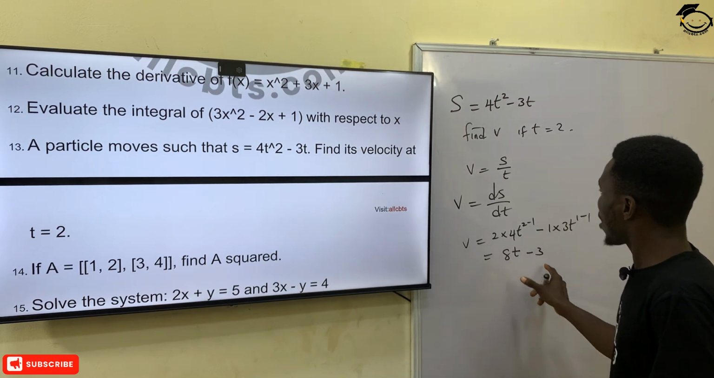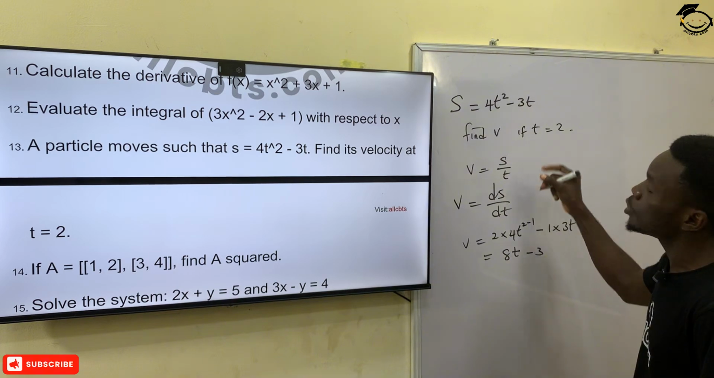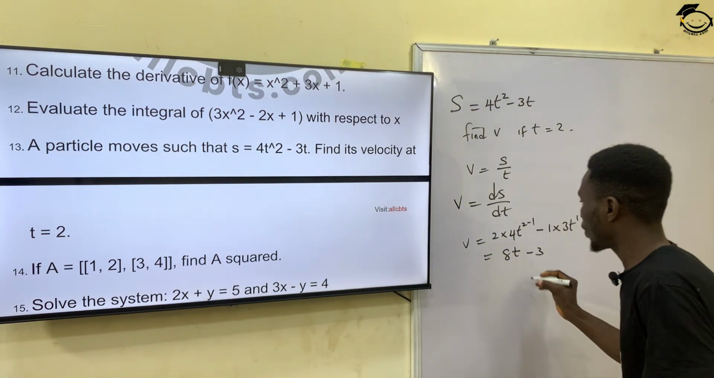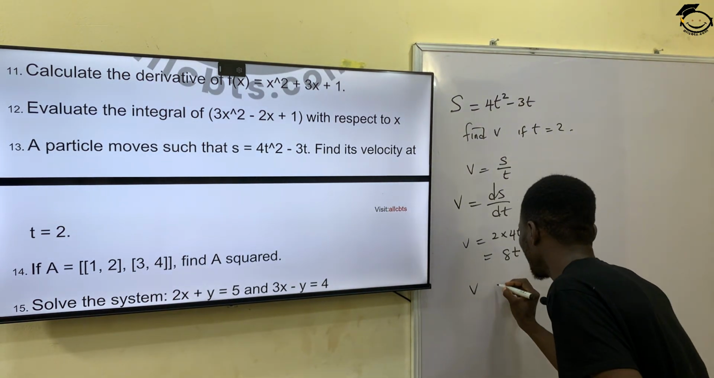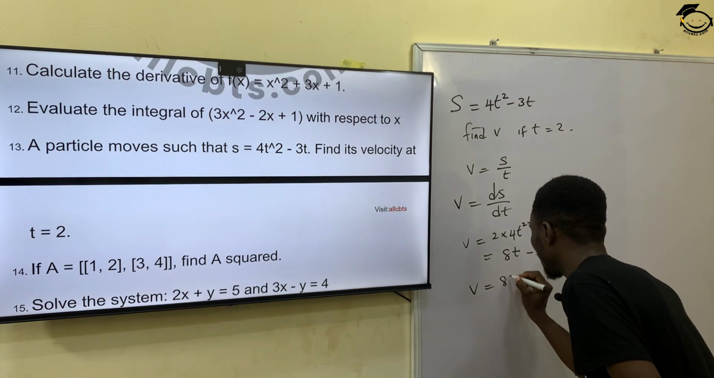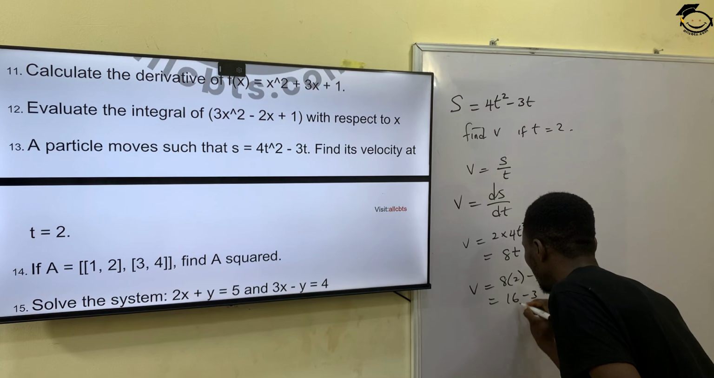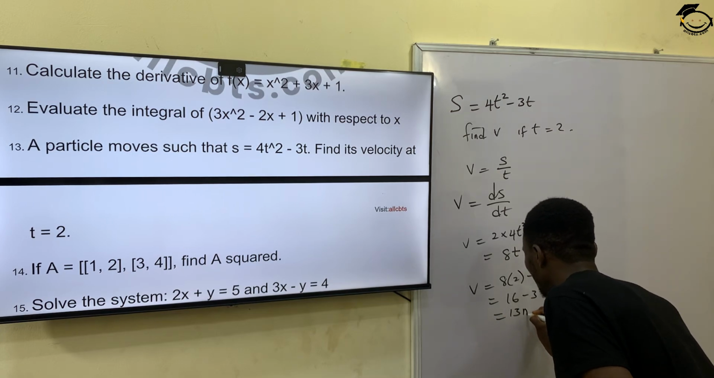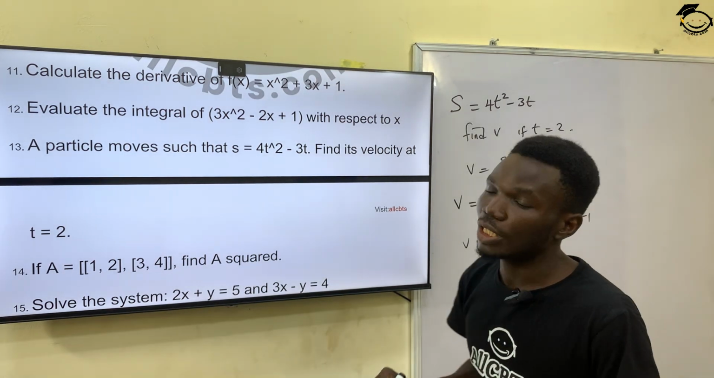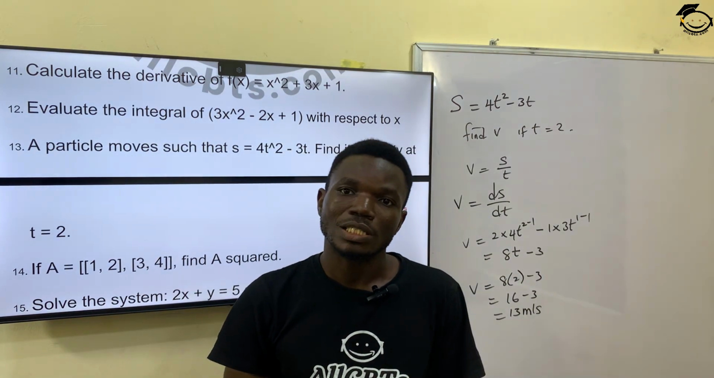So I will now go further to input my value for t in order to get my velocity. So if my v is equal to 8t minus 3, this means I have 8 open bracket 2 close bracket minus 3, and that will give me 16 minus 3, and that will give me 13 meters per second. So at the end of the day, the velocity of this particle is 13 meters per second.